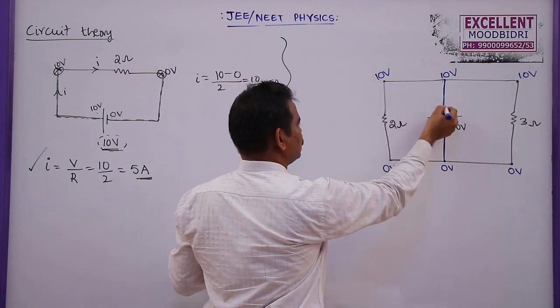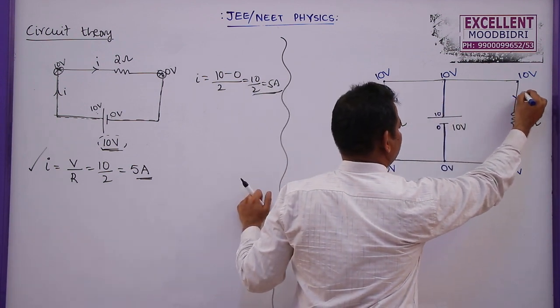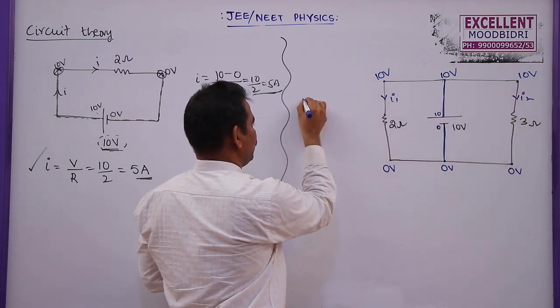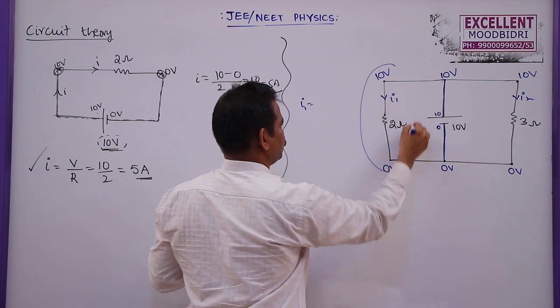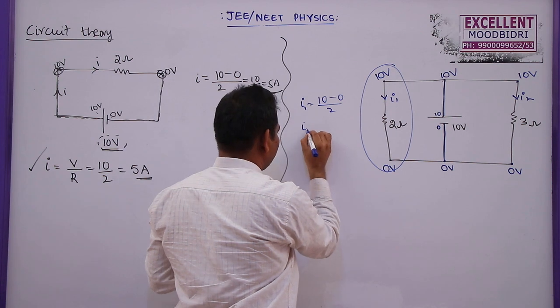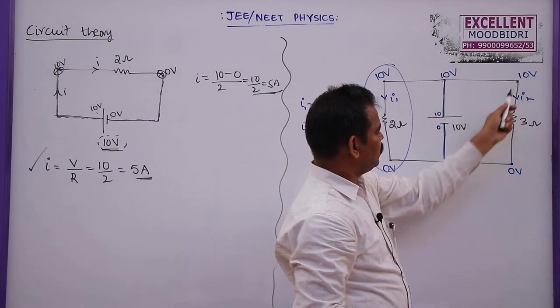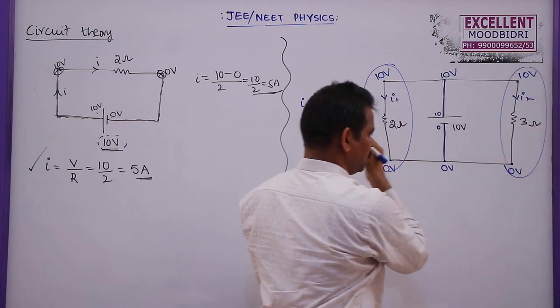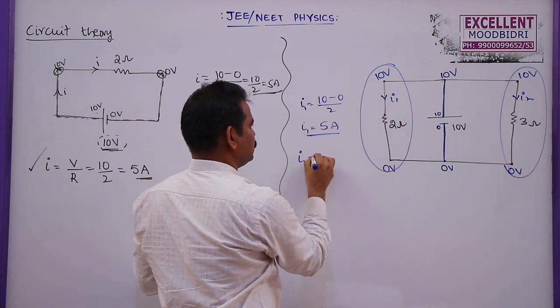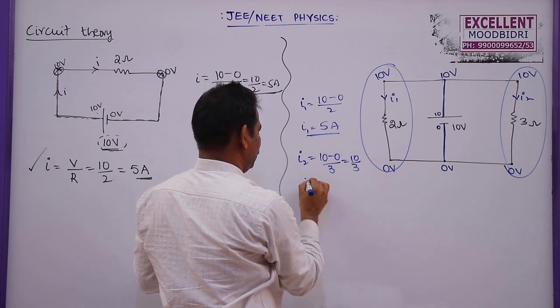Now let us see, the current passing through this one is I1. Current passing through this one is I2. So how to find I1? I1 is the potential difference across this path, that is 10 minus 0, divided by 2, so I1 is equal to 5 amperes. Similarly in this path, the potential difference between these two is 10 and 0. So I2 is given by 10 minus 0 by 3, that is 10 by 3 amperes.